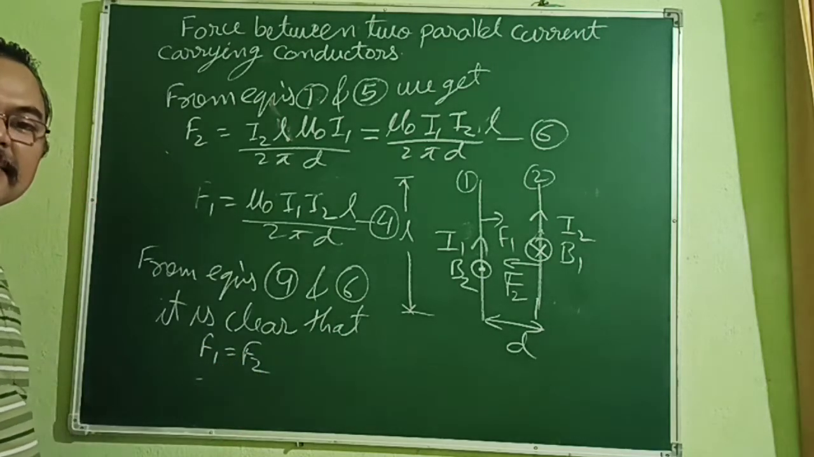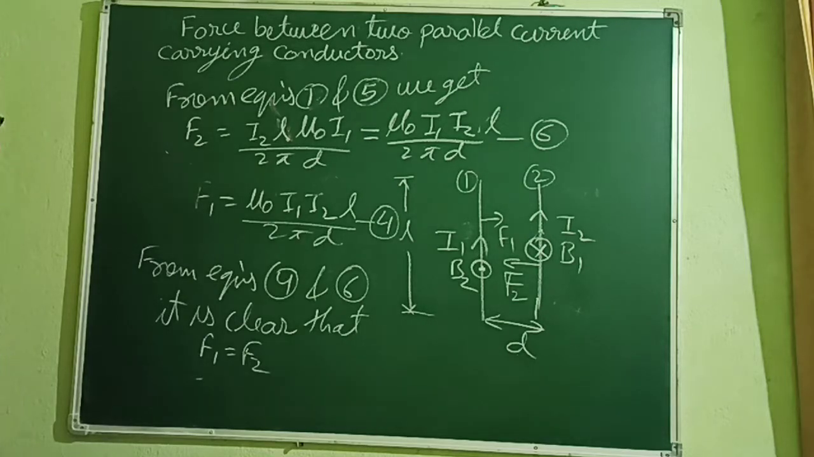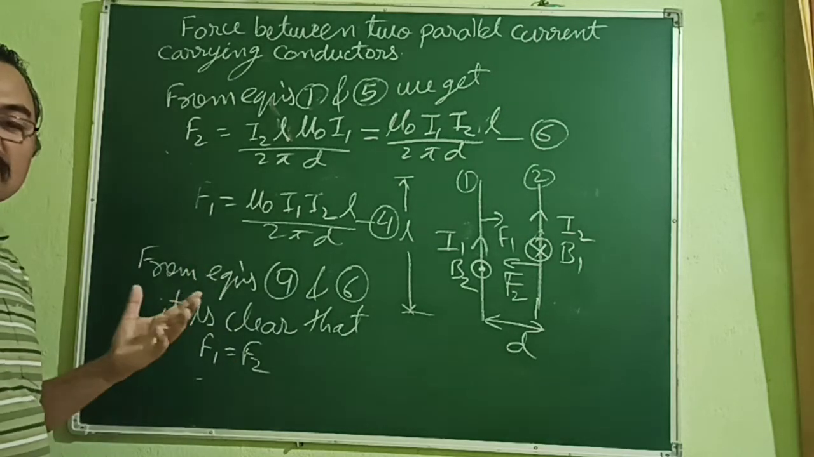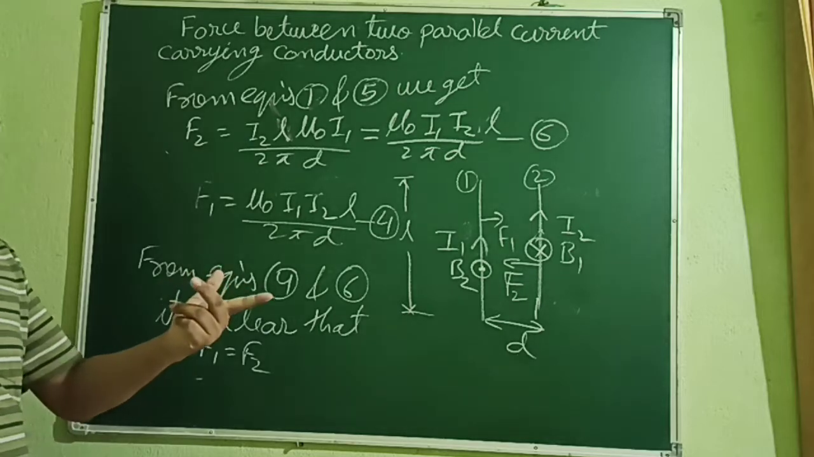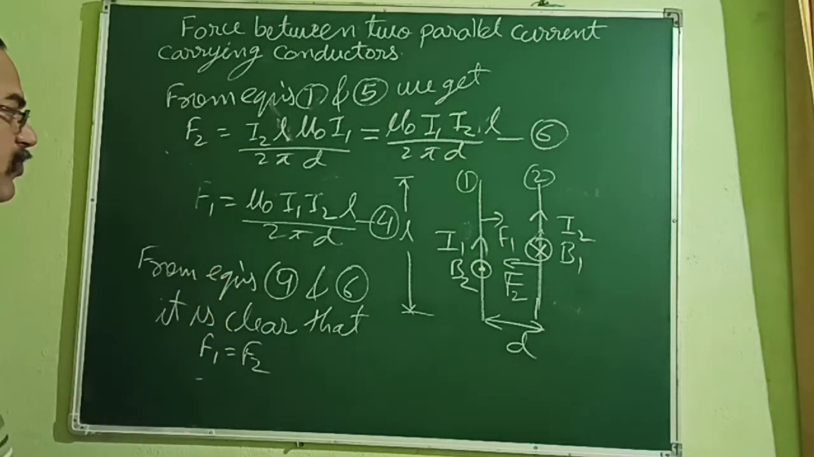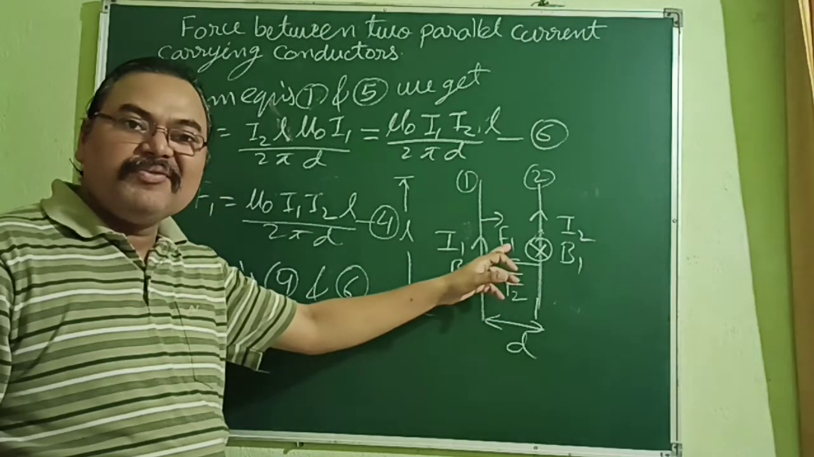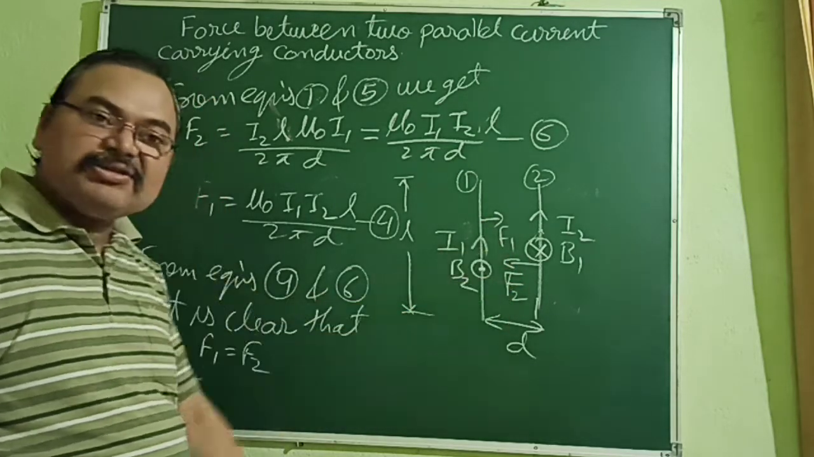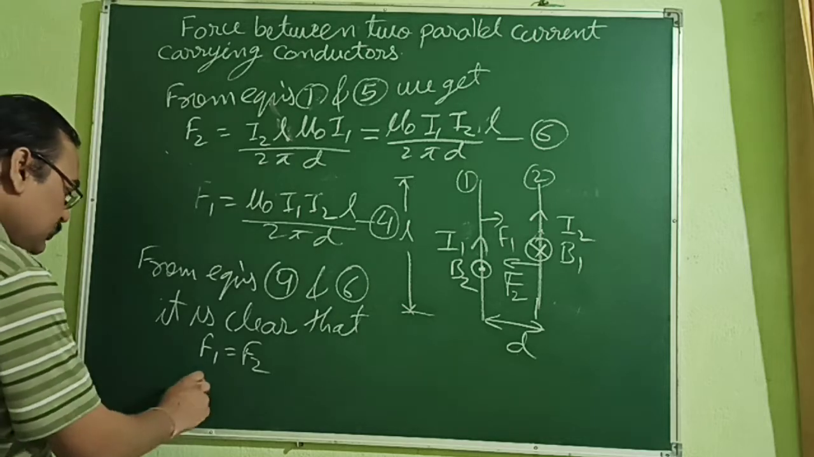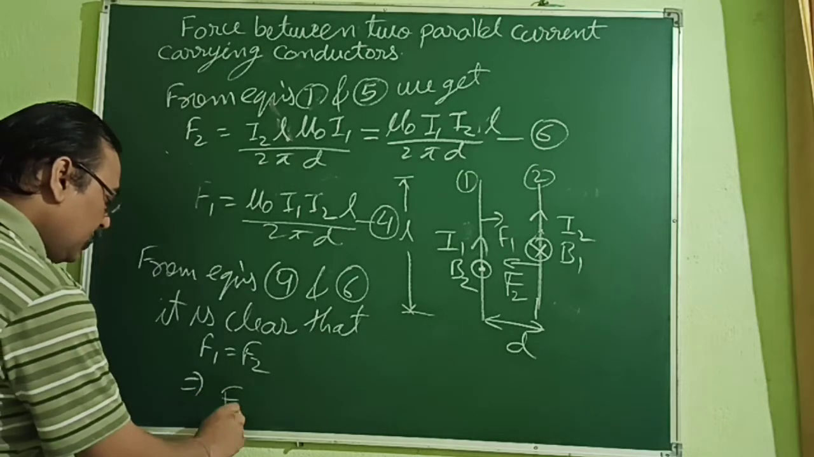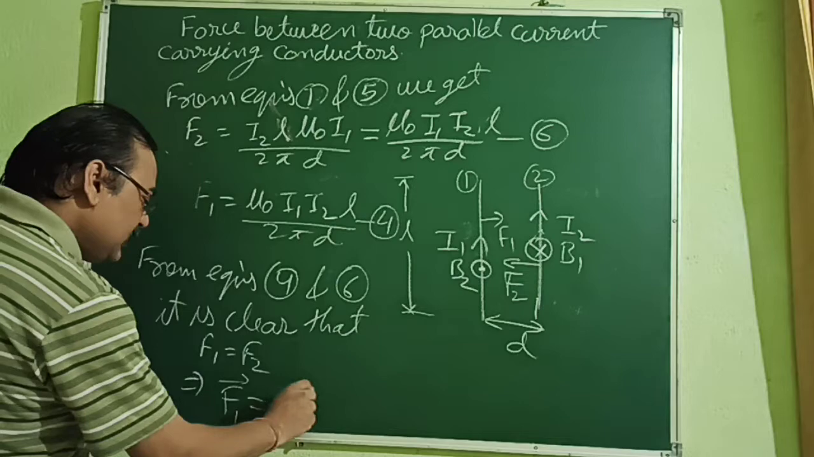Okay. Clear? Now we can find out the direction of forces by using Fleming's left hand rule. Okay. So when we found the direction of forces using Fleming's left hand rule, already we have done now. So what do you find? Their directions are opposite. So what we can write? This implies that F1 is equals to minus F2.